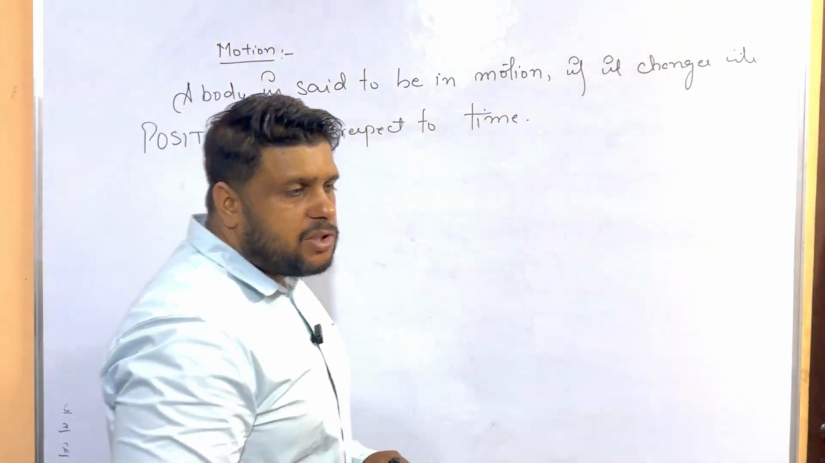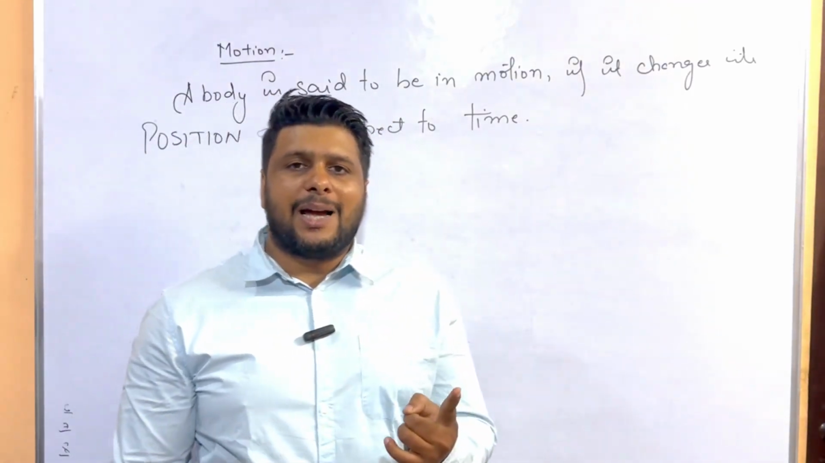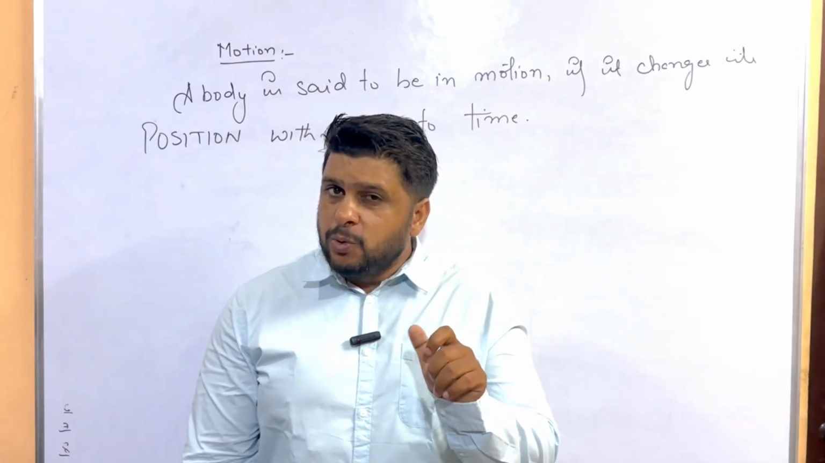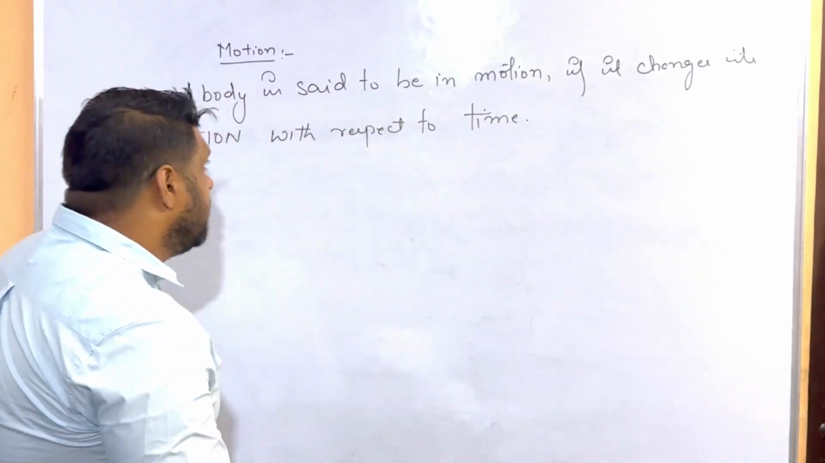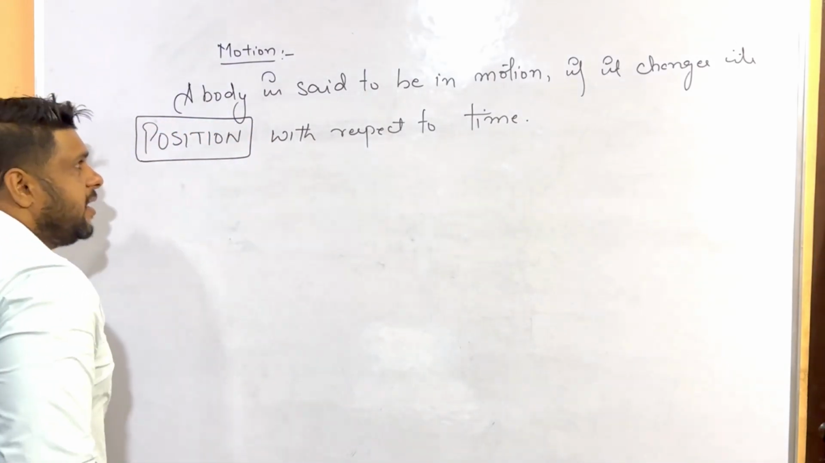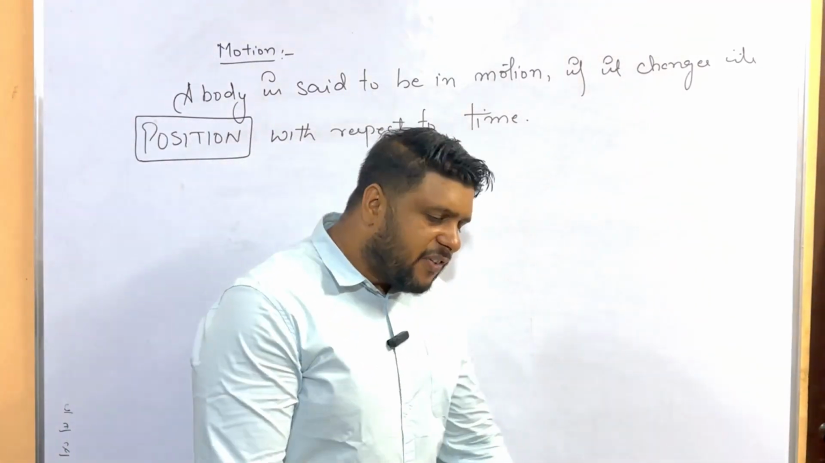So here I have tried to explain motion with a very simple definition: when it is changing its position with respect to time, we will say that the object is in motion. Now here I have used a particular word, position. That is why I have written it in capitals, that how do we define position.